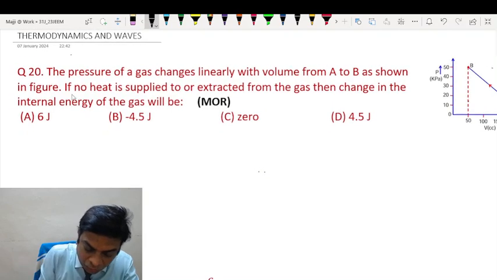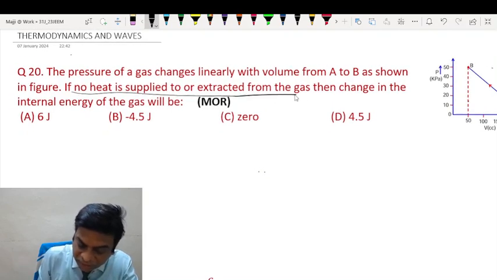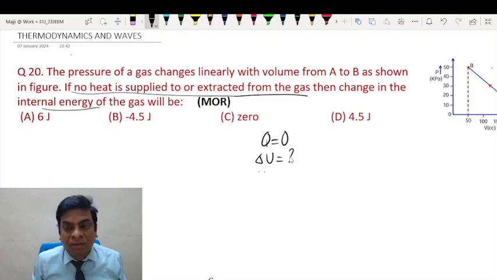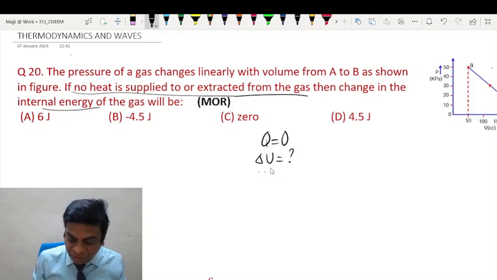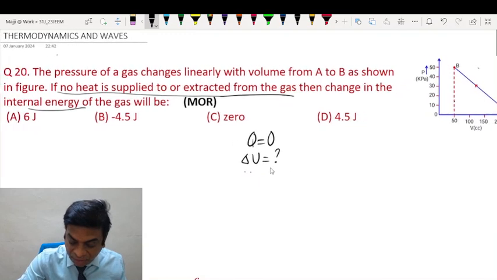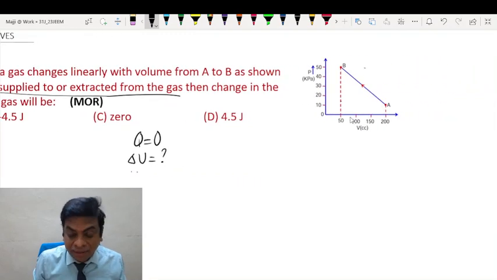And if no heat is supplied or extracted from the gas, that means Q is given as 0. Then we have to find the change in internal energy of the gas. Obviously, students, this is based on the first law of thermodynamics. But before plunging into that, we have to get the work done by the gas.